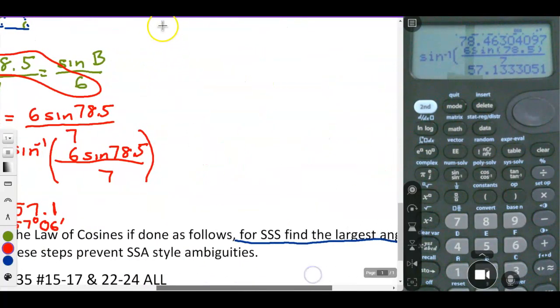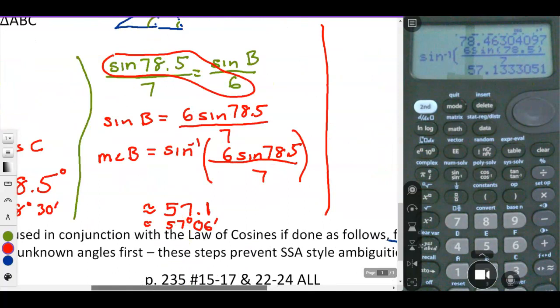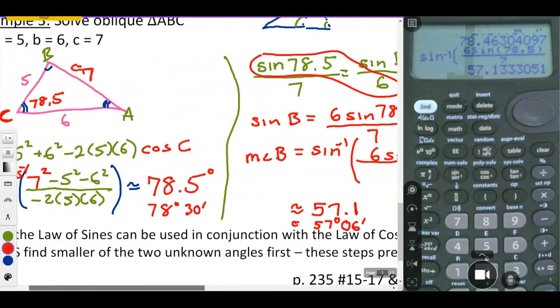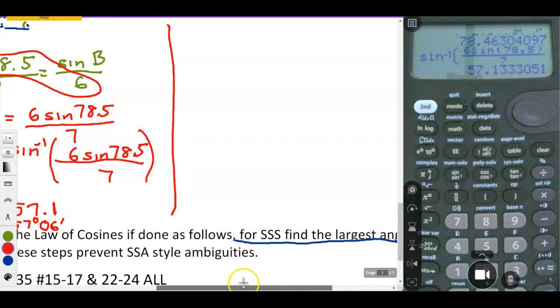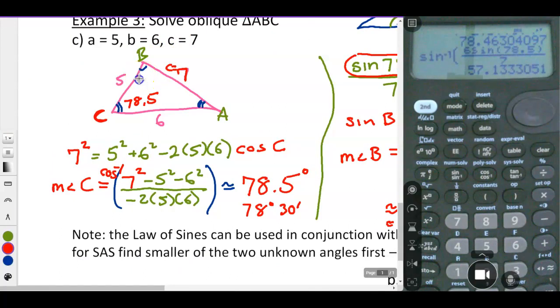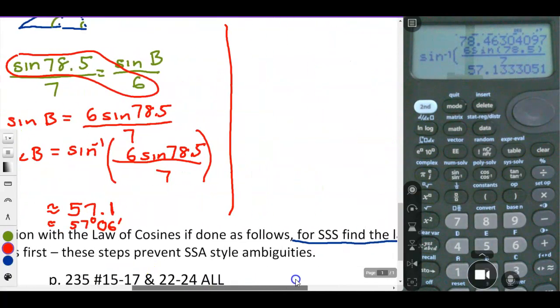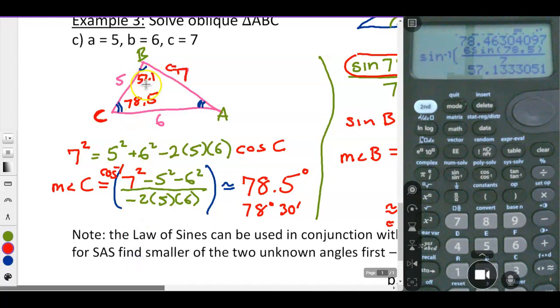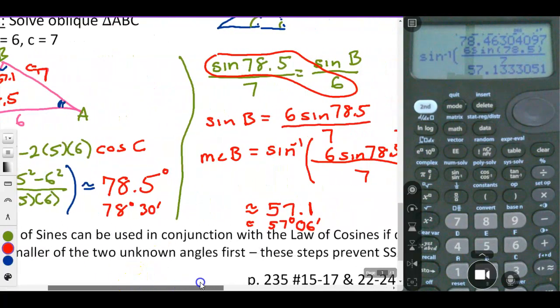And now we have three angles. 57.1, angle B. So angle A, you could go back and do law of sines again and do what we just did. Just switch it for angle A and 5 instead of 6. Okay, so that will work. Or you can go back to elementary school. We have two angles of a triangle. What's the third one? It all adds up to 180, so you could do that as well. So it's totally up to you.